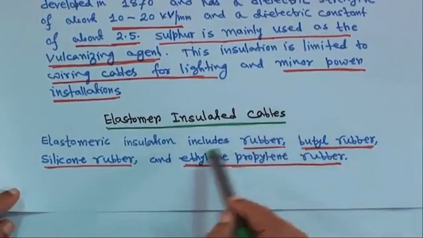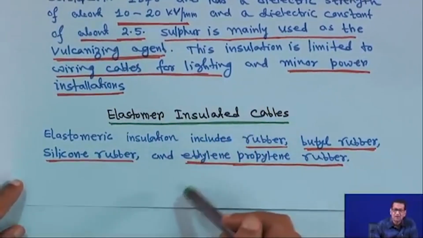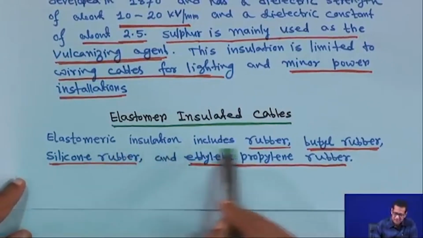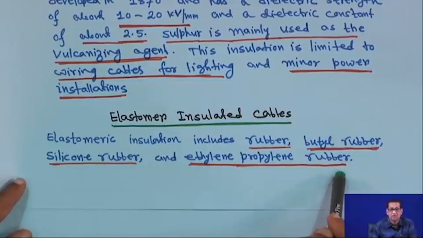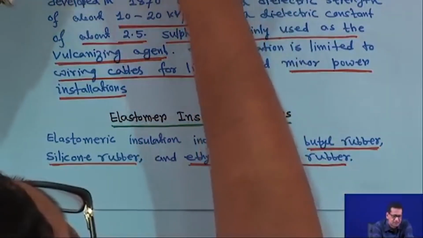Next are elastomer insulated cables, which come from polymers. Elastomeric insulation includes rubber, butyl rubber, silicon rubber and ethylene propylene rubber. If you look at those cables, you will see different types of insulation are used. Of course, it depends on their different properties, and cost is another important aspect.